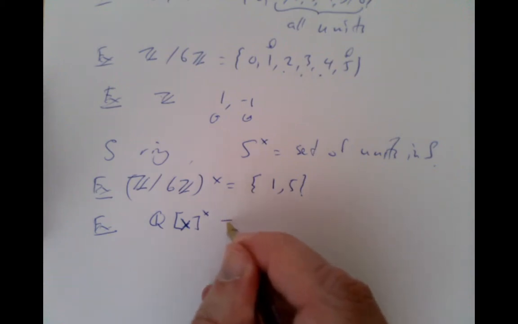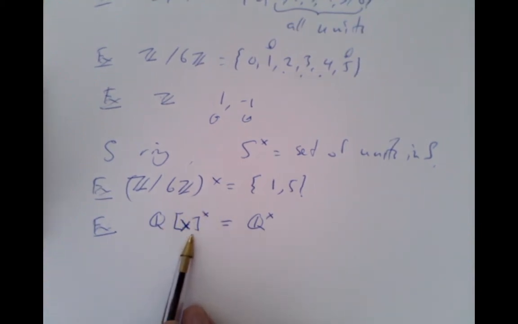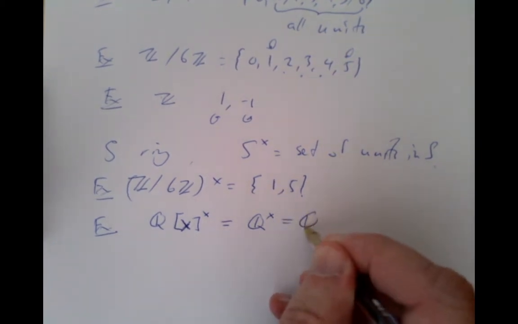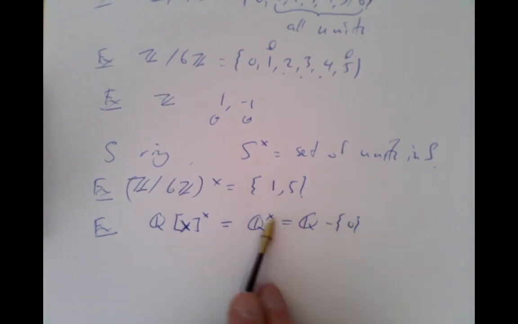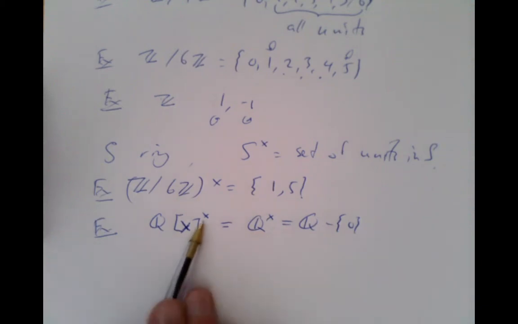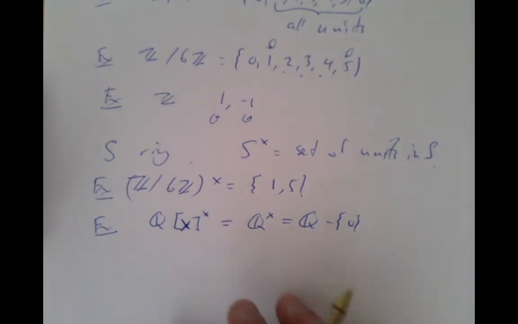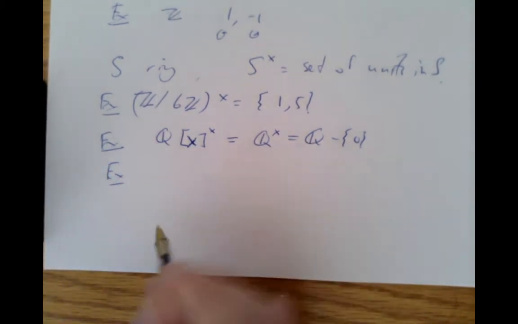So the units here are exactly the same as the units of the rational numbers, because a non-constant polynomial doesn't have a polynomial reciprocal. So it's just exactly the non-zero rational numbers. They all have reciprocals. A non-zero rational number is some b over c, and then c over b is its reciprocal. And then you run into trouble if you have a positive degree polynomial, because then its reciprocal won't still be polynomial. So in some sense, these have very few units, very few things that have reciprocals.